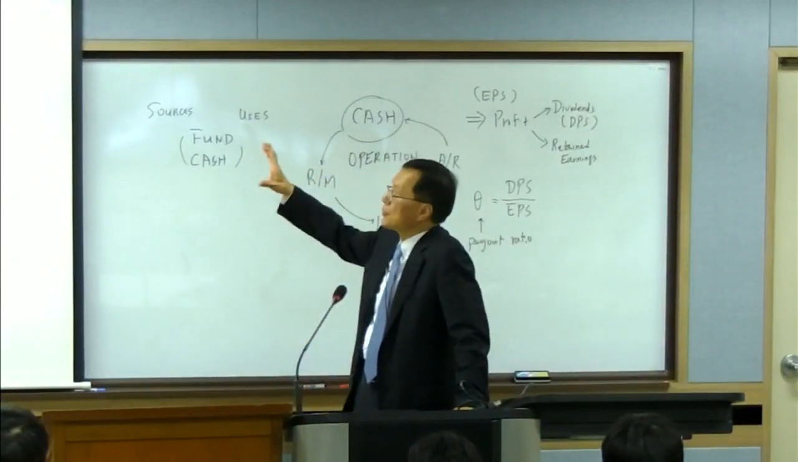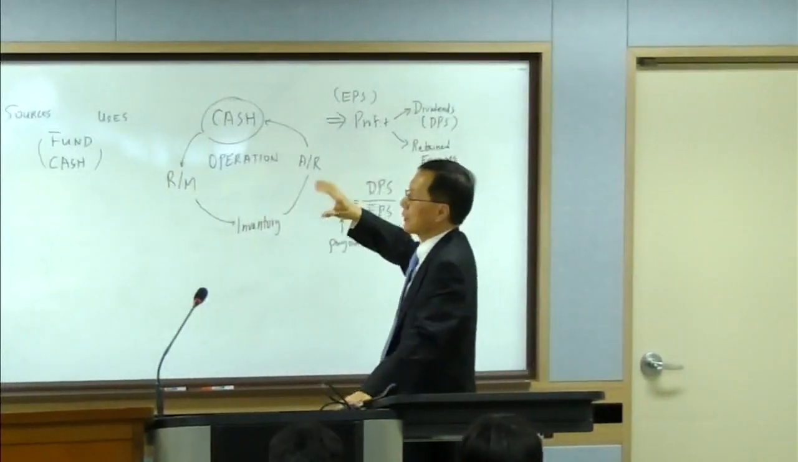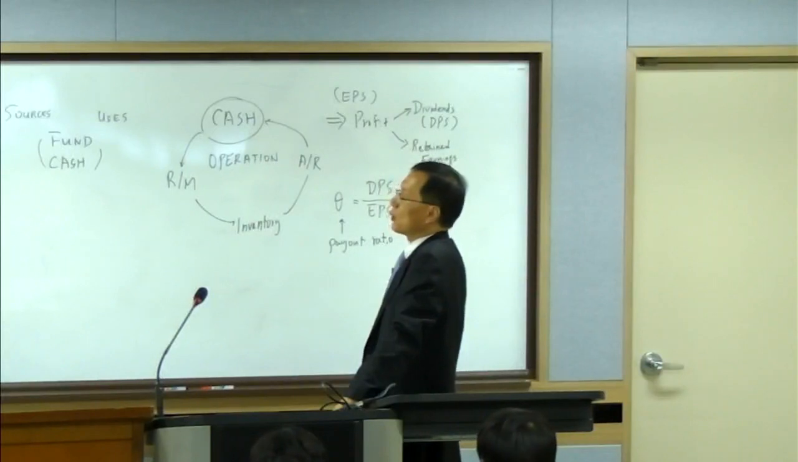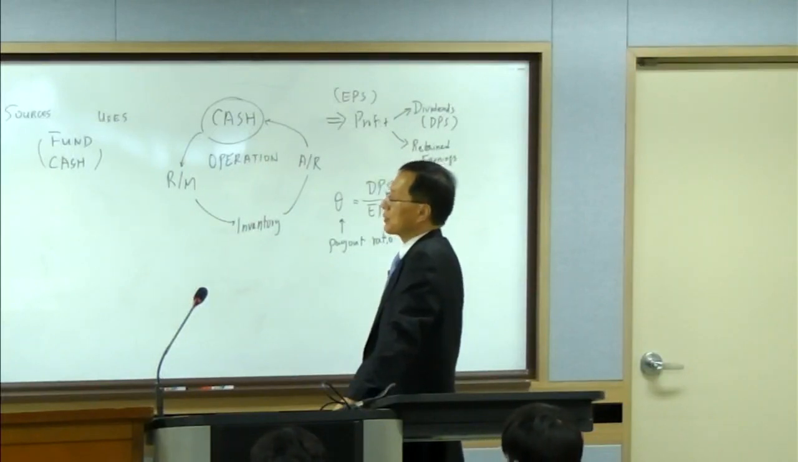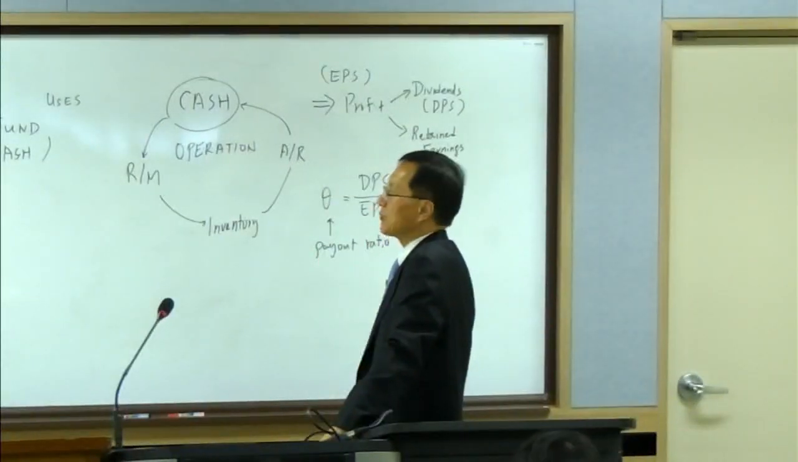And ratios can be categorized into 5 broad categories: short-term solvency or liquidity ratios, long-term solvency or financial leverage ratios, asset management or turnover ratios, so-called activity ratios, profitability ratios, and market value ratios.